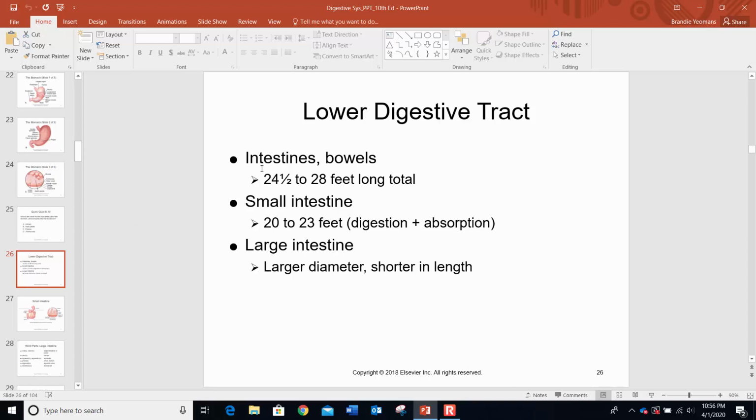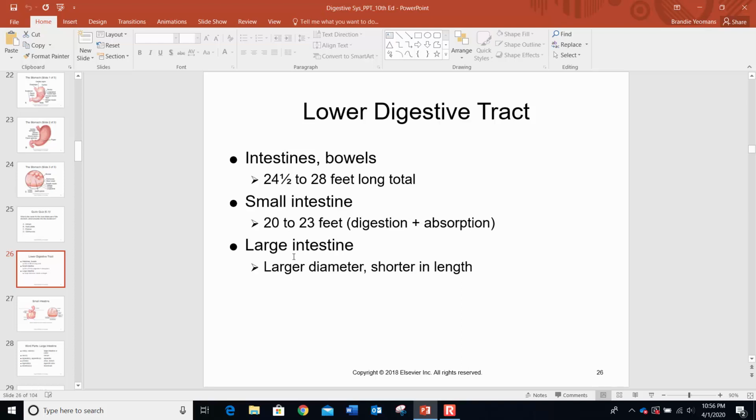Okay, so now we need to move into the lower digestive tract, and this is pretty cool because it's very long, and we don't really think about how long our intestines are, but let's look at this. So the large and the small intestines all together are between 24.5 to 28 feet long. Holy moly, how does all that fold up into our abdomen? But it does. So the small intestine is about 20 to 23 feet, and remember, that's where your digestion and absorption is really going to be taking place.